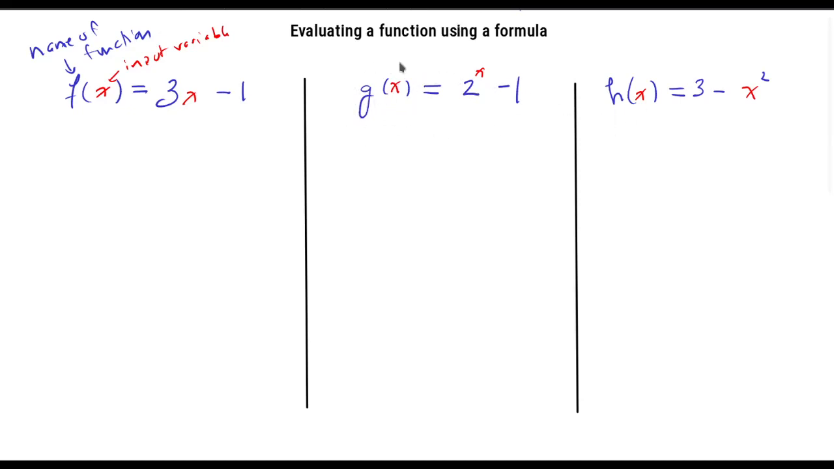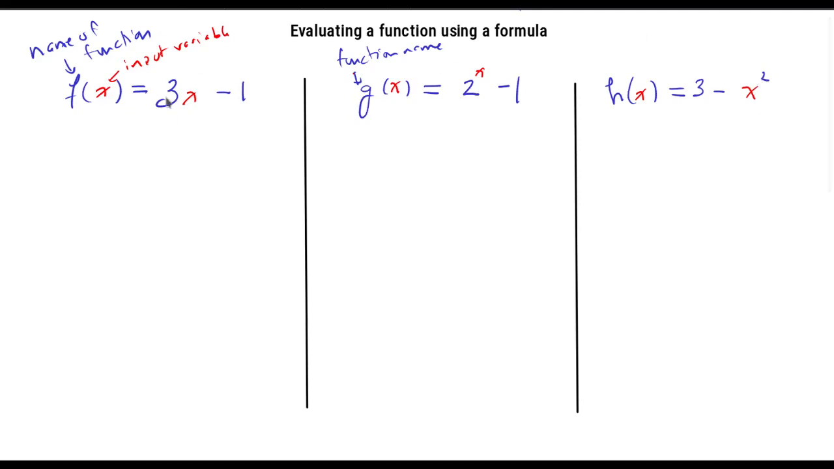So g of x here would be another function name, but we still are using the same x as our input variable. We don't have to use x always, but it's the standard choice. And we could also have h of x as another function. g of x here is defined by 2 to the power x minus 1. So if we plug x in, we get 2 to the power x minus 1 out. h of x here, if we plug x in, 3 minus x to the power 2 comes out.